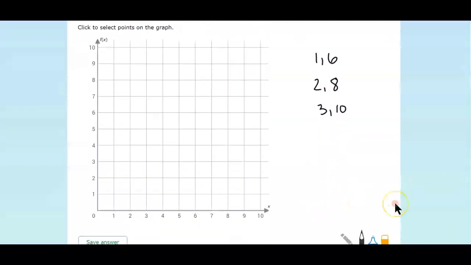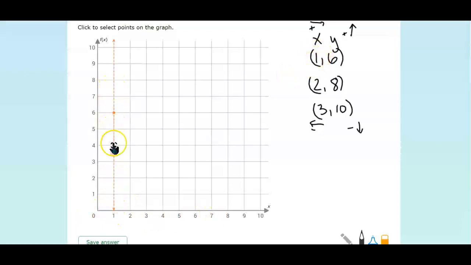Remember that this is my x value, which is positive is to the right, negative is to the left. This is my y value. Positive is up, negative is down. So these are coordinates on a grid. This is saying an x coordinate of 1 and a y coordinate of 6. This spot is where my x coordinate of 1 intersects with my y coordinate of 6 right here.